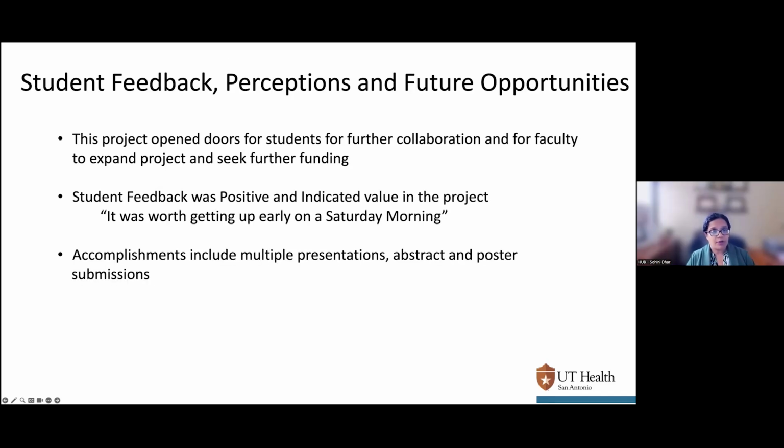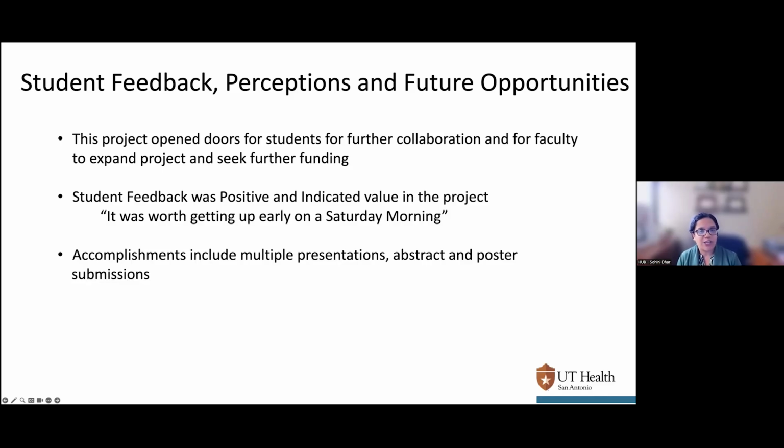Student feedback, perceptions, and future opportunities. Definitely it opened doors for the students to learn how to work intercollaboratively, and for us faculty to expand the project and secure further funding. Student feedback was overall positive. There was a lot of positive feedback, but I'm sharing here my favorite one.